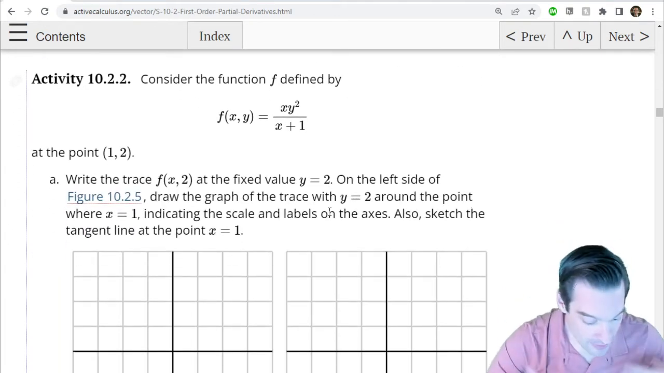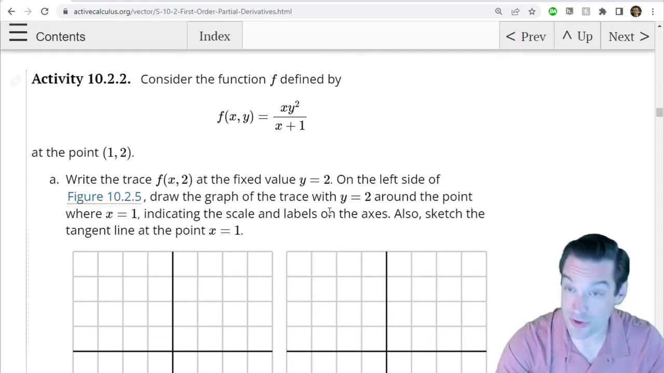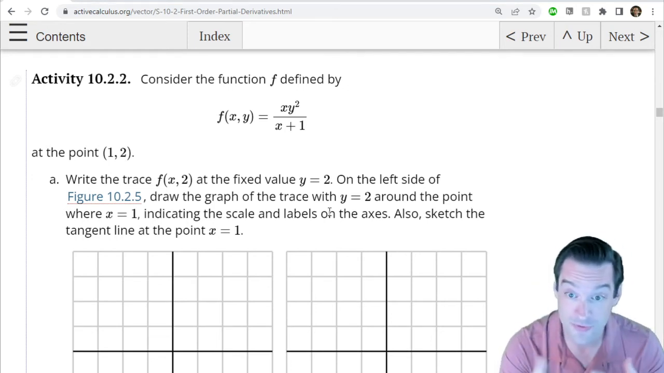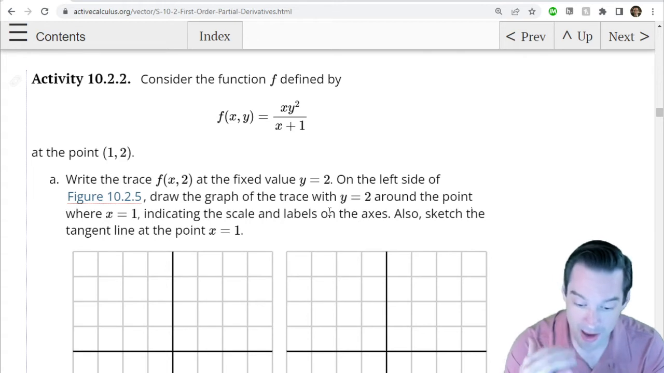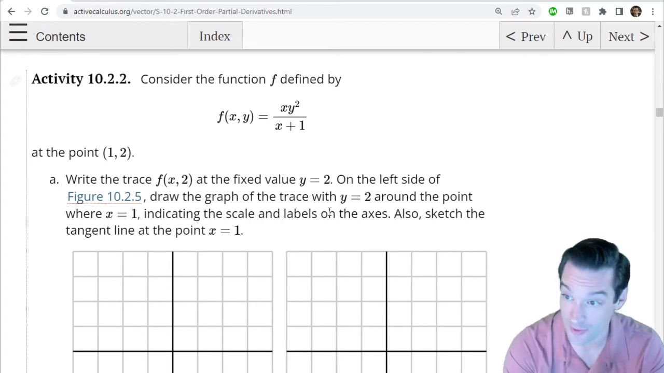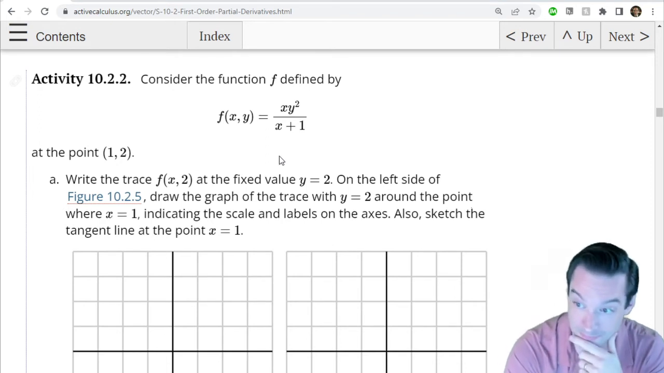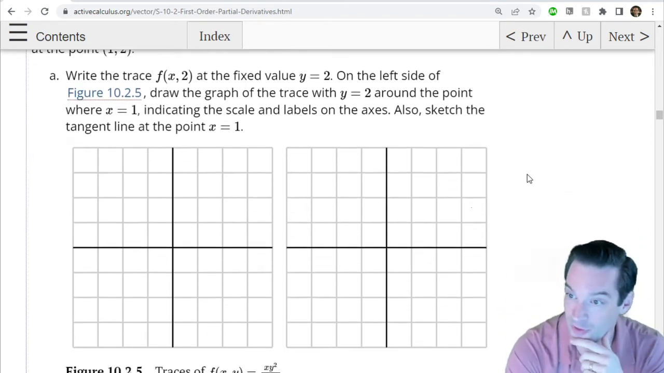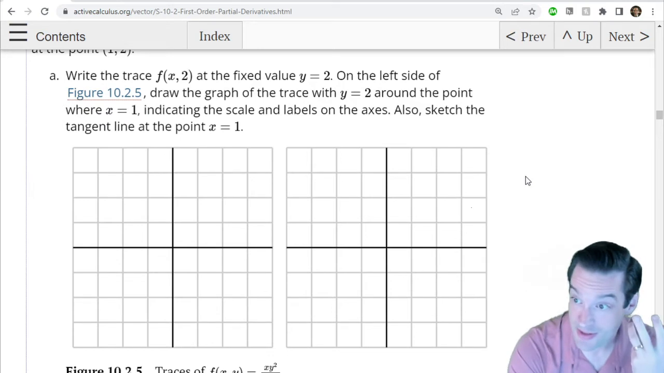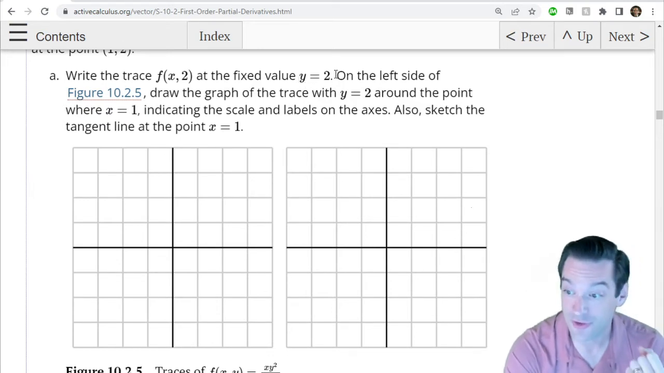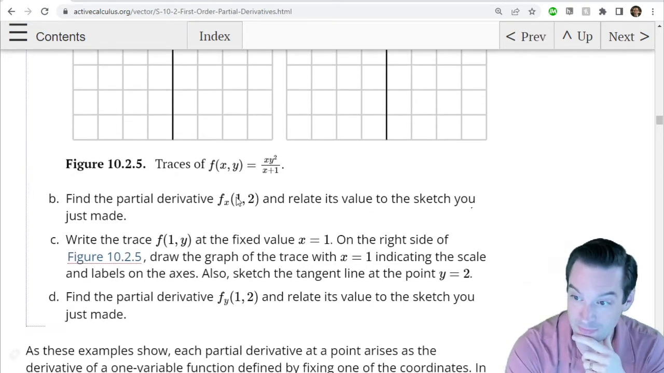So let's turn the next activity over to your teams, and I've cut it up into a few different parts because I kind of want us to have some frequent check-ins with this one. So we start with this multivariable function, xy squared over x plus 1, and your job is going to be to, first of all, come up with a formula that describes its trace in the plane y equals 2, and then find its partial derivative.